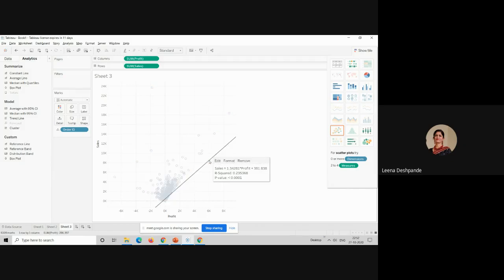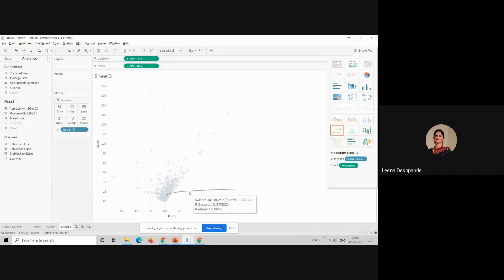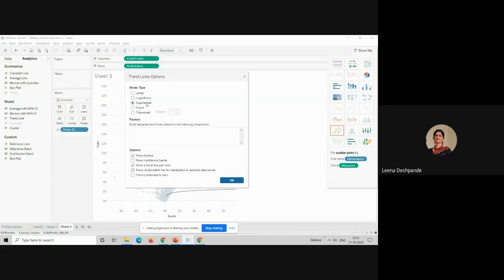What if I want to change it to logarithmic? You can go to edit. These are the five different models that you can choose. Go to logarithmic. Logarithmic takes the natural log. See here, you get the natural log equation: sales equal to 341.862 into natural log of profit plus the constant, along with the R square value and the p value. Here also the significance value is less. So this type of data is following some trend, and that's what you are able to get from the data. Another option, I can take exponential.